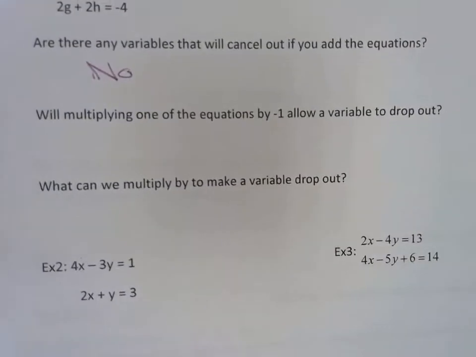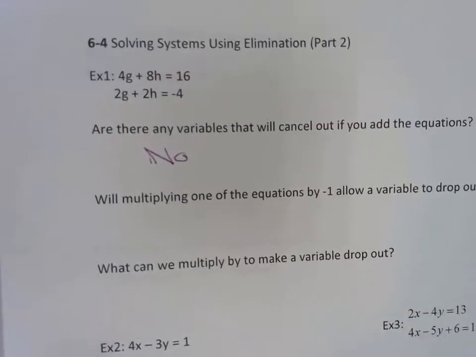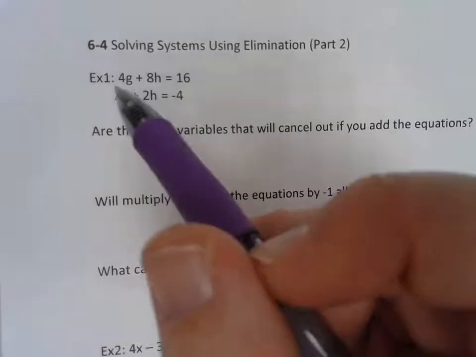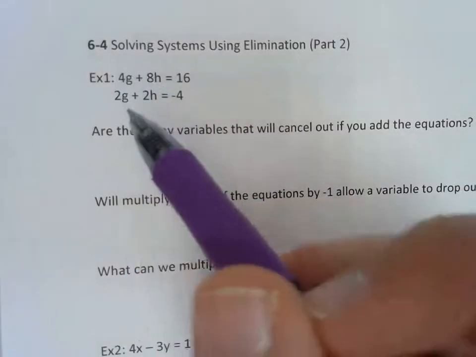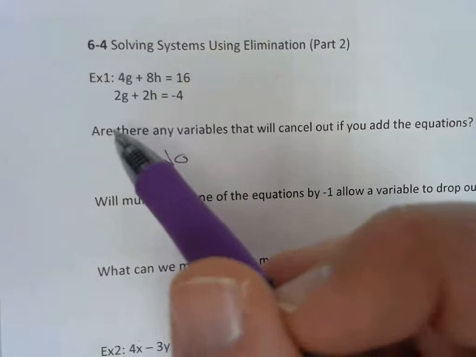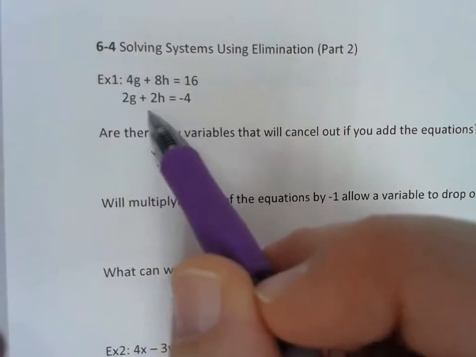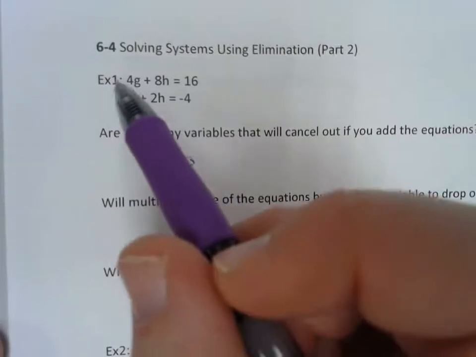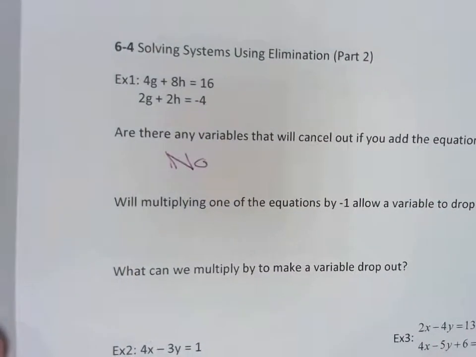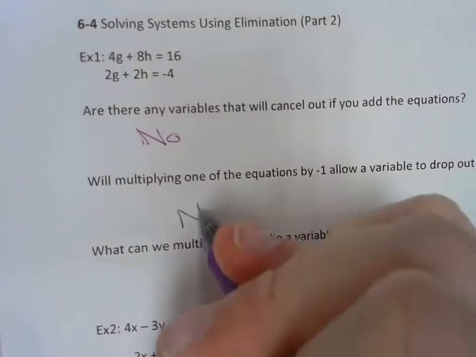Next question, like we talked about yesterday: will multiplying one of the equations by -1 allow a variable to drop out? Well, no, because you have to have the same number, the same coefficient, in order to multiply by negative so that one will cancel out. So even if I multiply one of the equations by -1, I still am not going to have the same number with the opposite sign. So it still will not cancel when I add them.